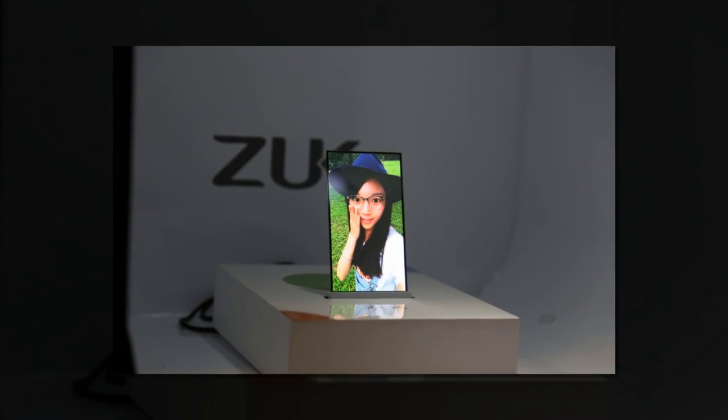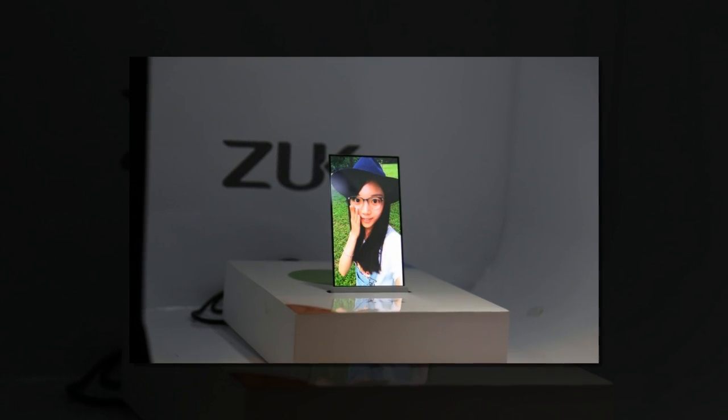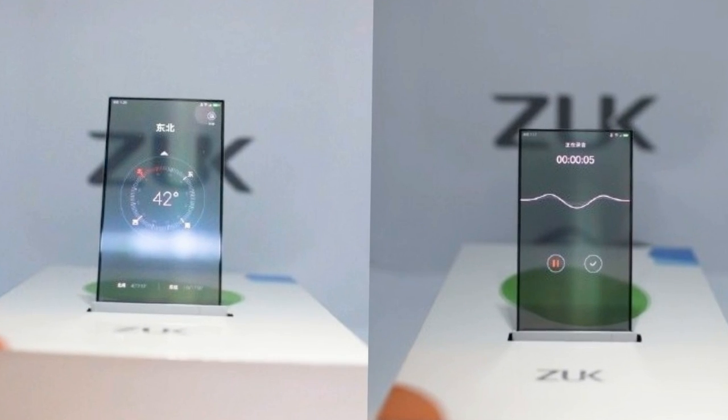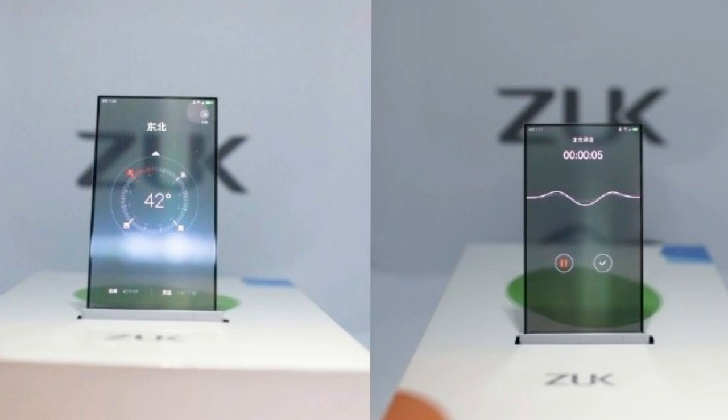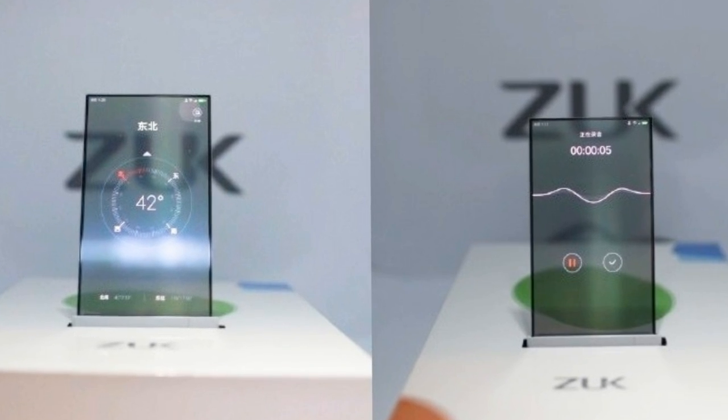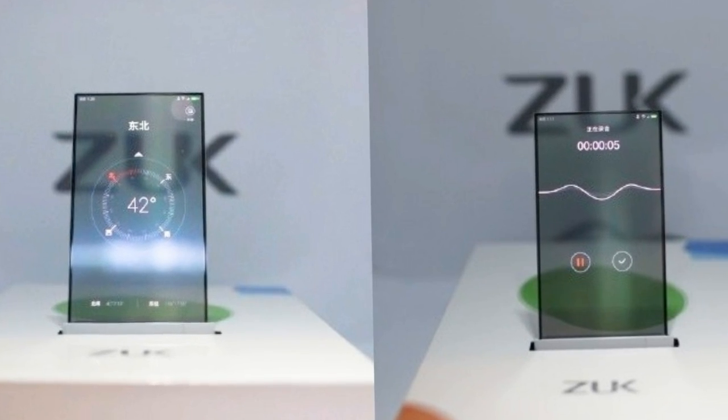Needless to say, since this is a prototype smartphone, we would not be seeing it hitting the markets just yet, not at least until next year. In addition, the tech required to create transparent displays is not yet widely available.